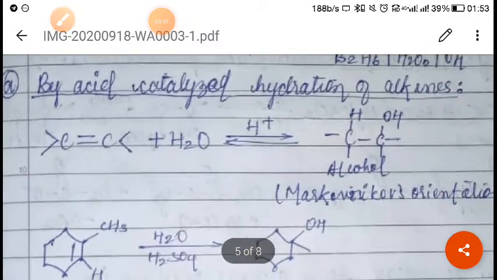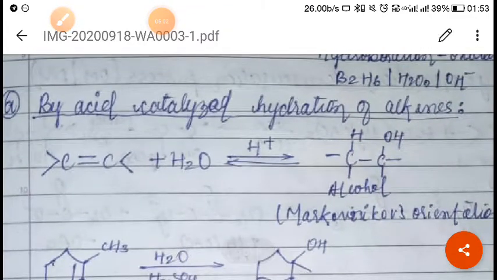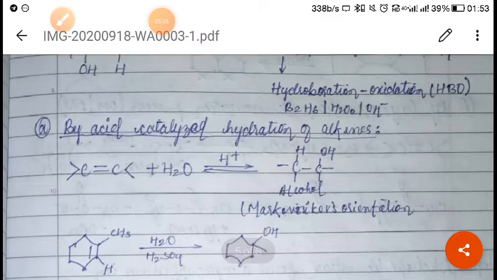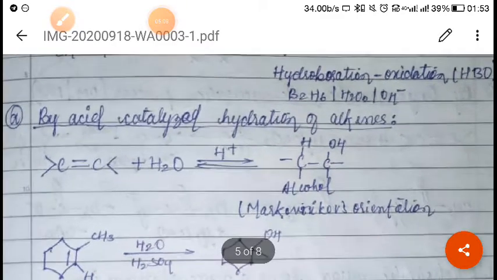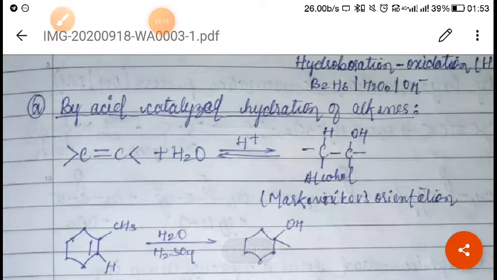So the first one is the acid-catalyzed hydration of alkene. This is also called the indirect method. In this method, alkenes are passed through concentrated H2SO4 to form alkyl hydrogen sulfate, which upon hydrolysis with boiling water gives alcohol.